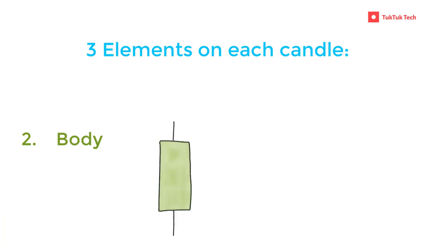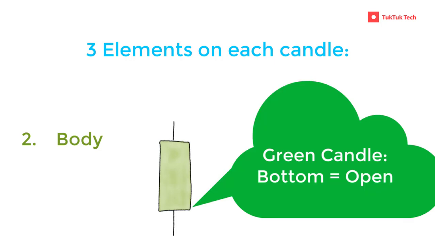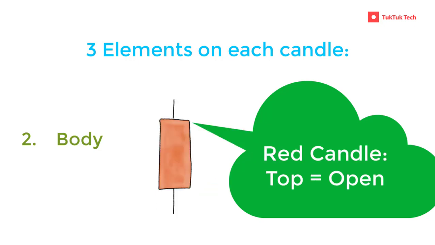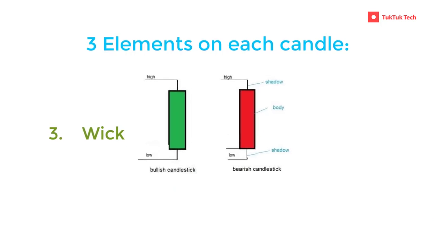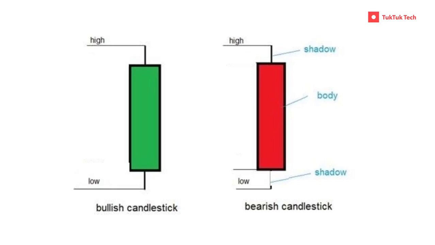Body displays the market's opening and closing levels. On a green candle, the top of the body is the close, and the bottom is the open. On a red candle, the top of the body is the open, and the bottom is the close. The wick, or shadow, shows the high and the low range.